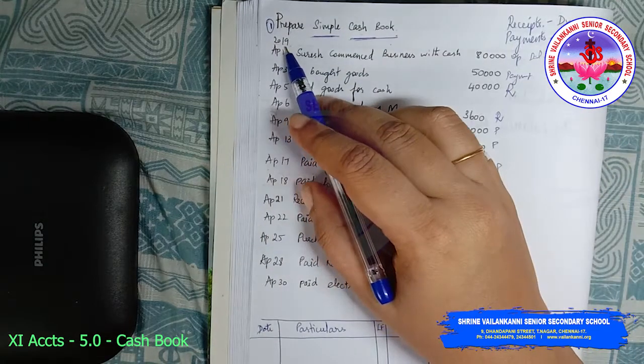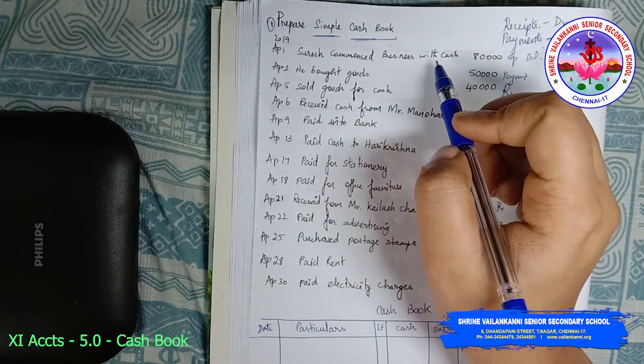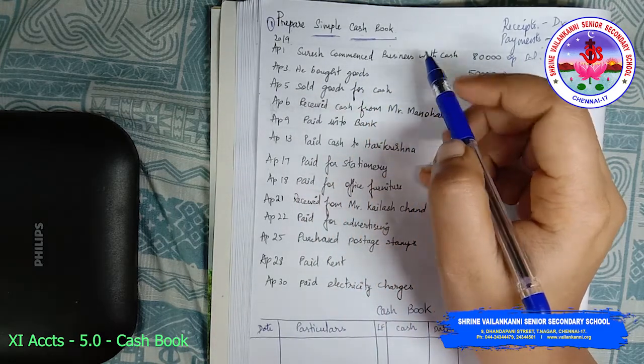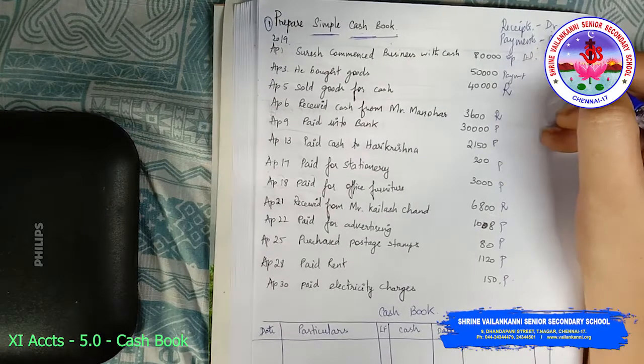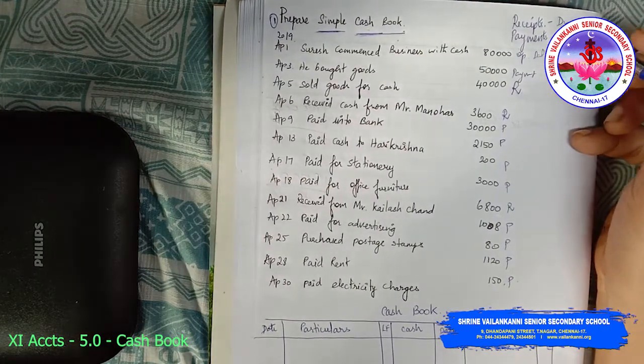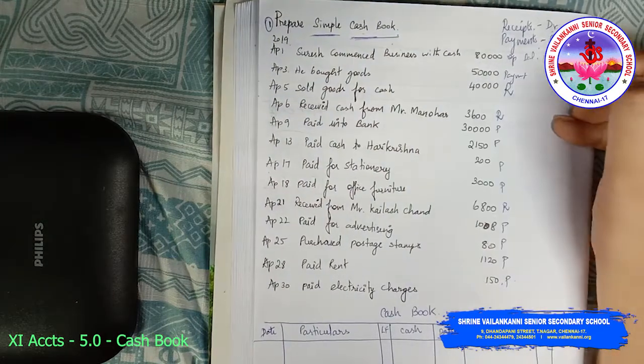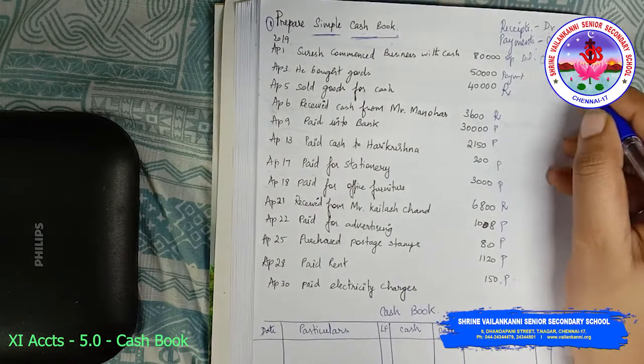First, on 1st April 2019, Suresh commenced business with cash. So it is an opening cash balance. It's capital. You have to write cash account debit to capital account. So I'm just going to write to capital account. It is a receipt.